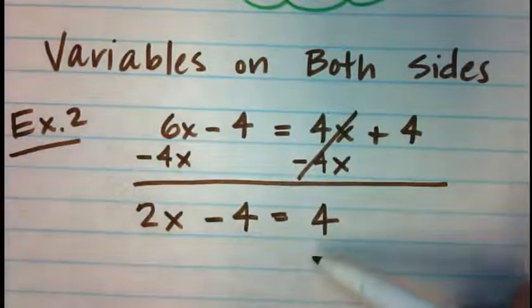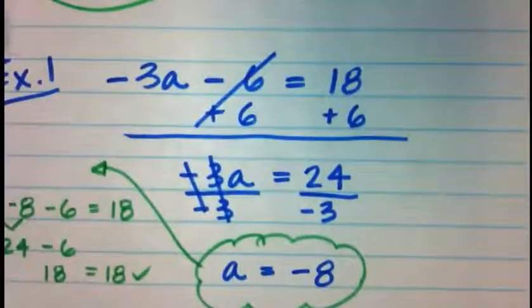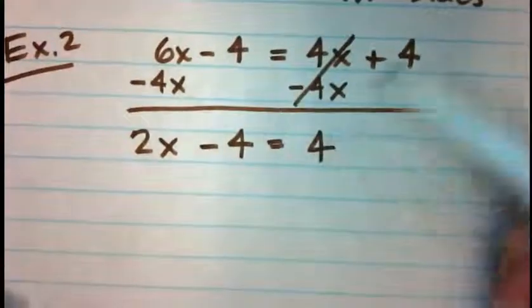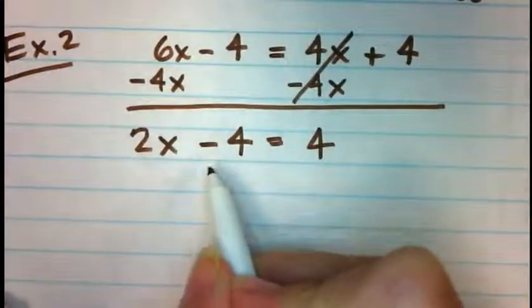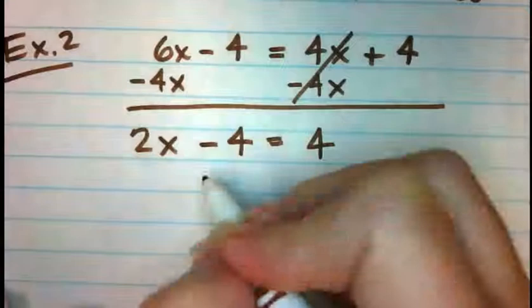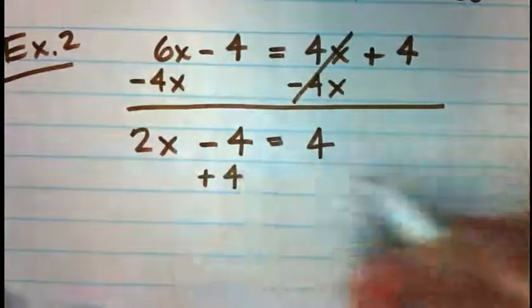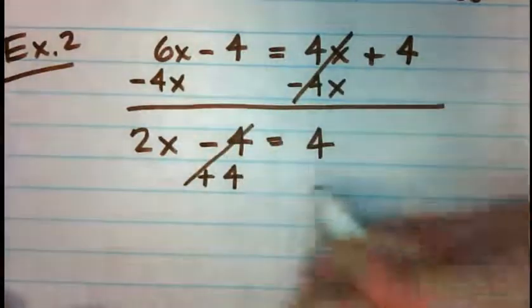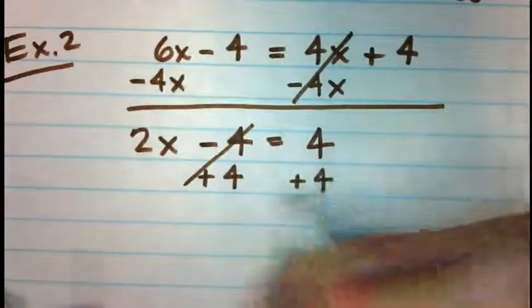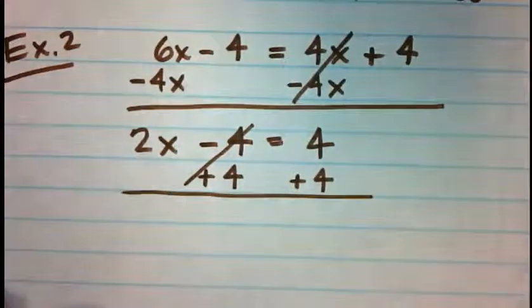So now this is a problem that looks just like what we were doing up here. So first thing I need to get rid of is this minus 4, and I can get rid of a negative 4 by using a positive 4. So those will cancel out. But whatever you do to one side, you have to do to the other side.